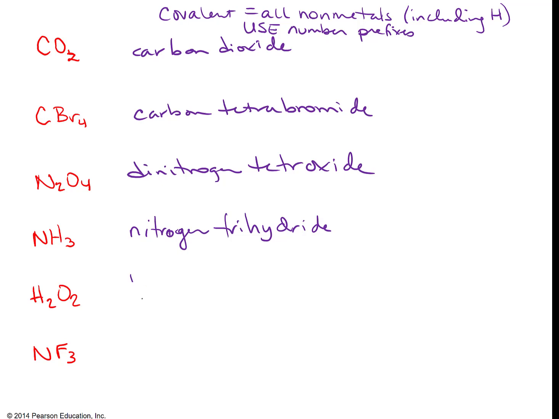H2O2, dihydrogen dioxide, also known as hydrogen peroxide. So there are some that have sort of common names to them. NH3 is ammonia, H2O2 is peroxide. But this is really their technical name if you were going to name them as a binary covalent molecule.